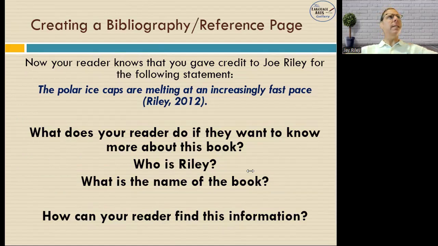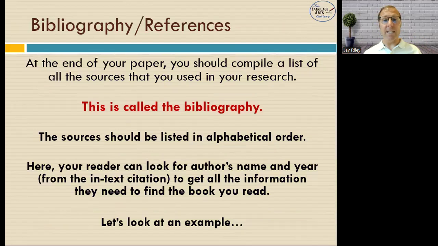So now I put this in the body of my text. So my reader knows that this information came from Riley 2012. But who's Riley? And what's the name of the book? They need to find that information. All they see is Riley 2012. Well, that in-text citation is going to help them to find this in the reference page, the list of references. Sometimes this is called a bibliography. Sometimes it's just called a list of references. These are going to be listed in alphabetical order, okay? And we're going to take a look at what this looks like here.